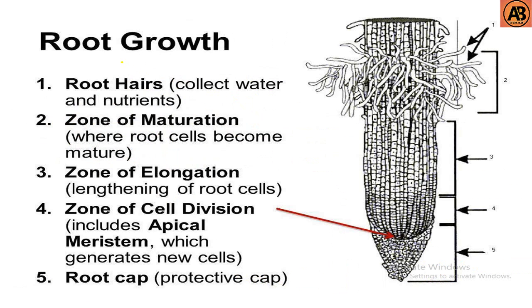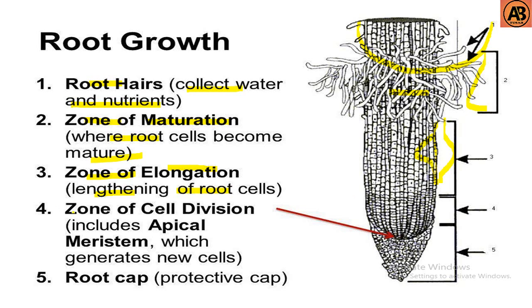Then root growth, and here root is divided into 5 parts. First part is root hairs. Root hairs collect water and nutrients. Then second part zone of maturation, where root cells become mature. Here root cells become mature. Then third part is zone of elongation, lengthening of root cells. That is lengthening of root cells occur in this zone.